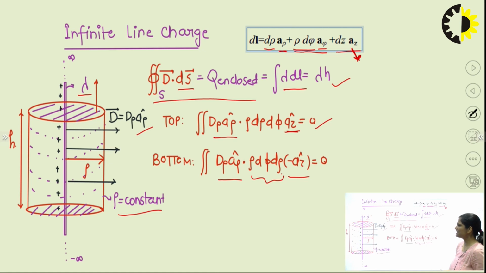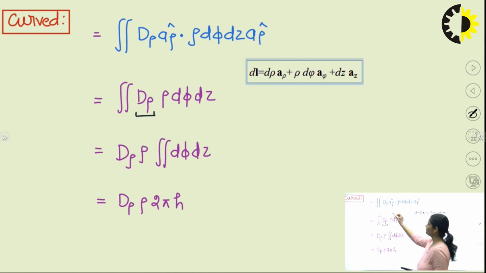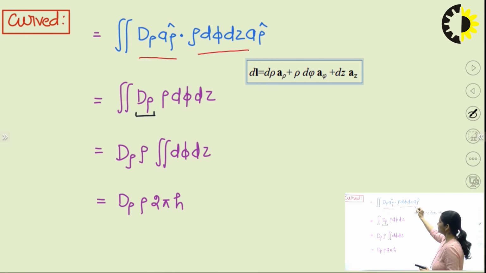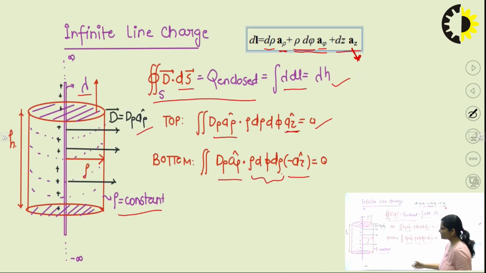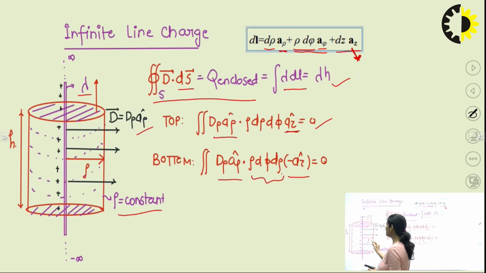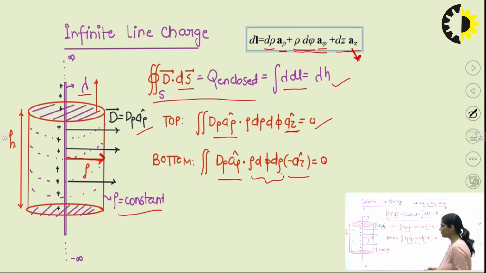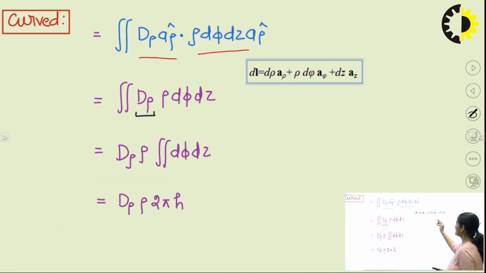Now the third case you have to calculate is the curved surface. Here for the curve, dS is along the unit vector of rho. In the third case, the curved part, you can see rho is constant. If you have constant rho, then you have to take the surface in the direction of the unit vector of rho. So you have to multiply rho dphi and dz.